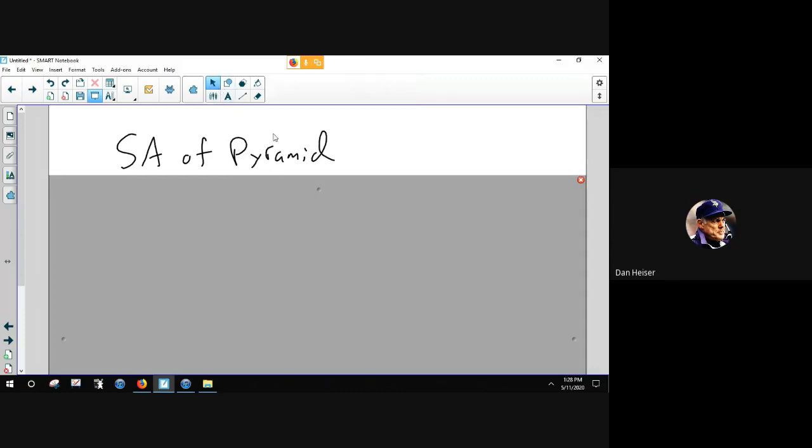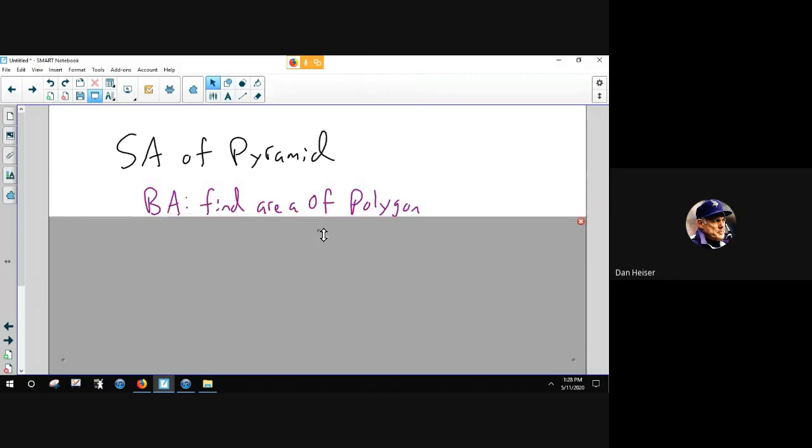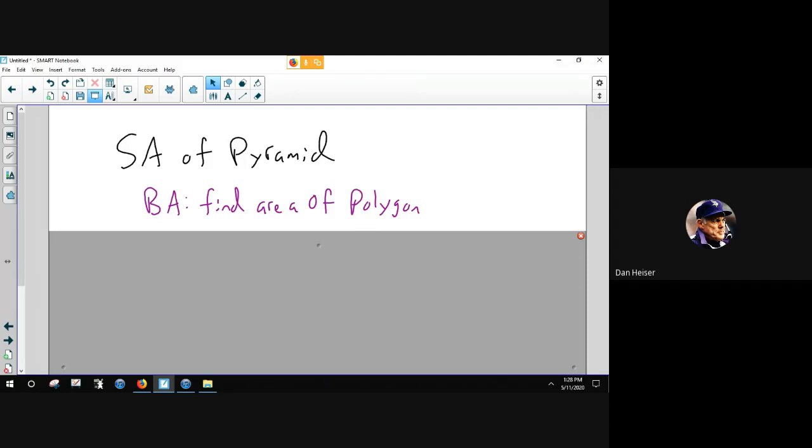Let's look at the surface area of a pyramid. Just like a prism, there is no one formula that works all the time, because the base of a pyramid could be any polygon. It will always depend on what your base is. If you have a square base, then your base area is the area of a square. If you have a trapezoidal base, then it's the area of a trapezoid, and so on and so on. It all depends.